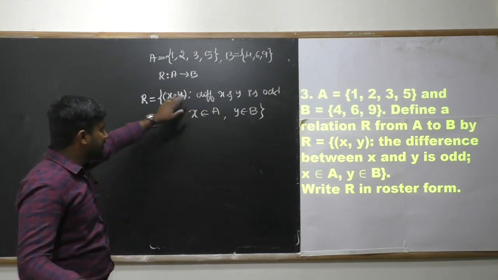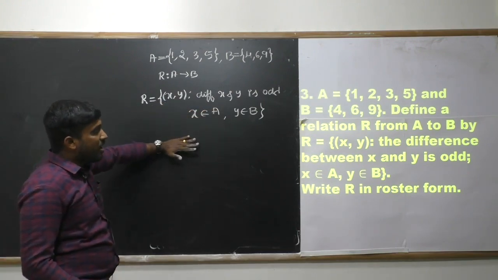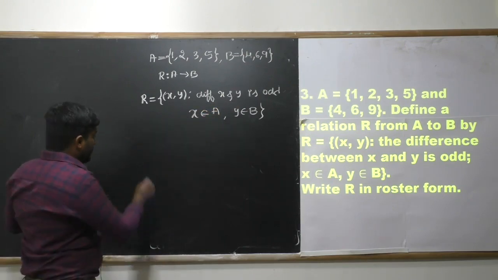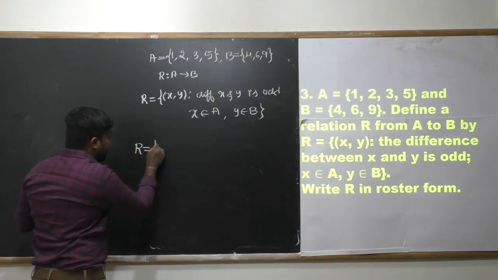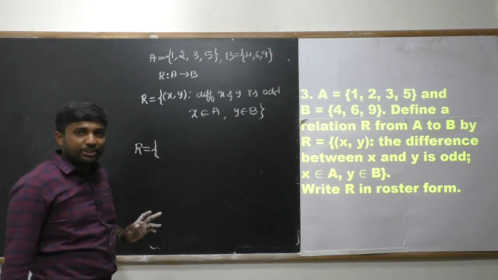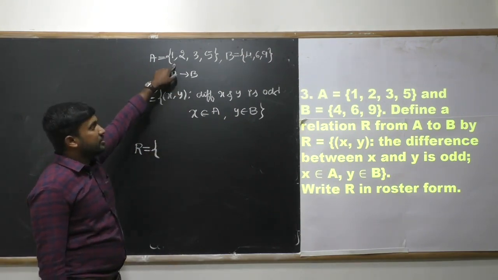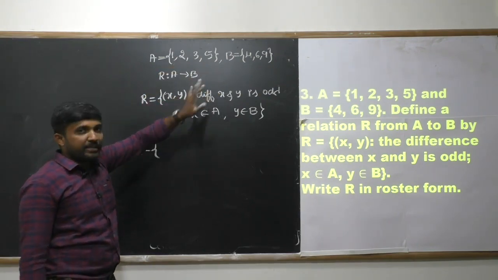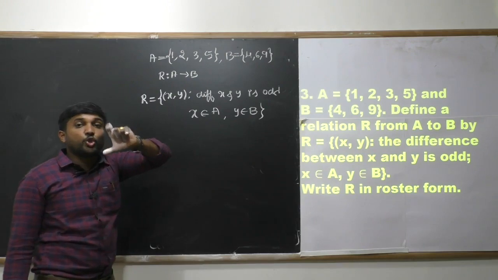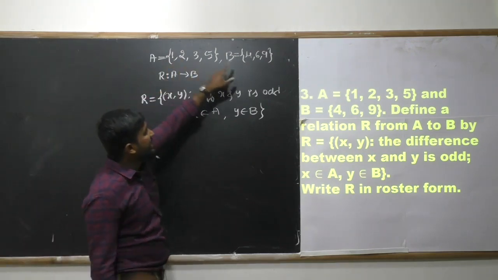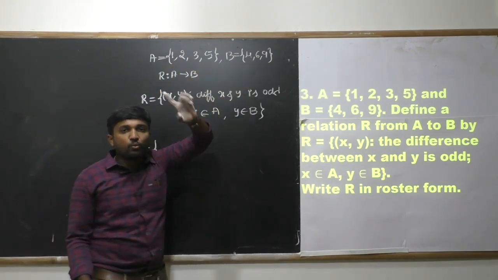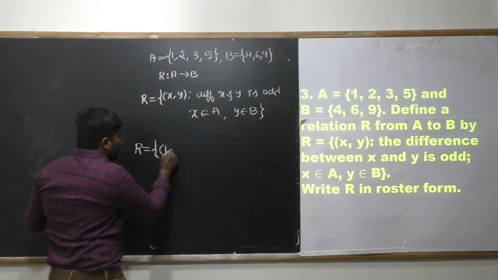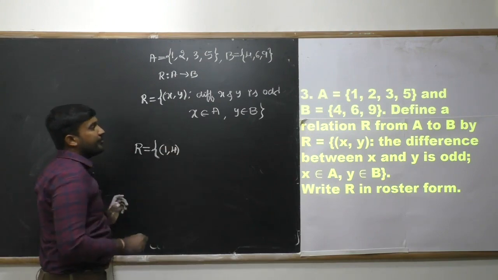Using the given condition, the difference between x and y is odd. Okay, now I start writing the elements of this relation R. First take one element from set A and one element from set B such that their difference is odd. What is the difference between 1 and 4? The difference between 1 and 4 is 3. It is odd, right? So the first element is the ordered pair (1, 4).